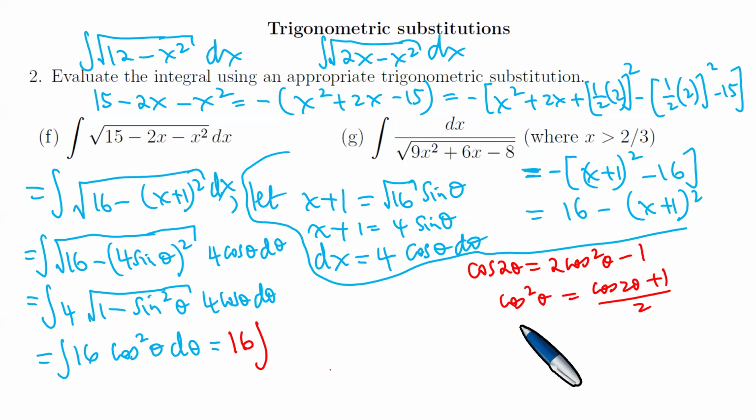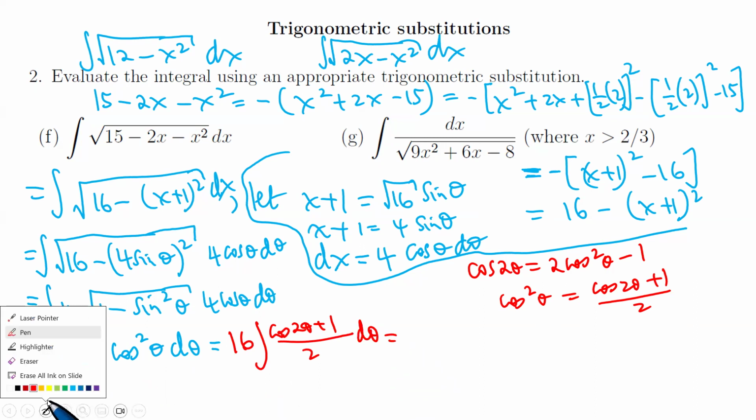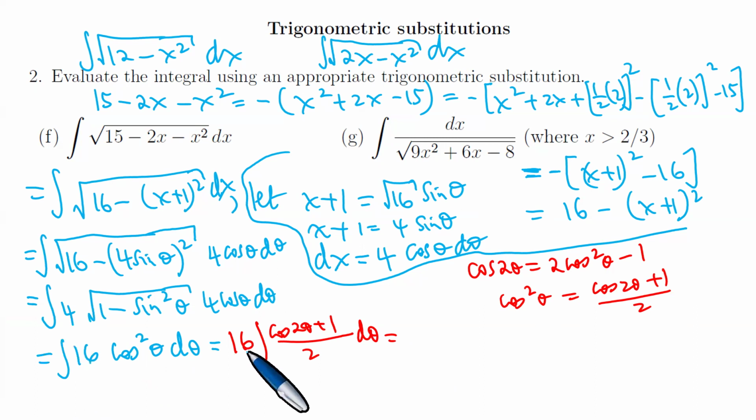And then what is the cosine squared? The cosine squared is actually cosine 2 theta plus 1, which you divide by what? By 2 d theta. Let us find the integral of this. What is the integral of this? Now, first, to find the integral of this, we need to have 16 divided by 2, which gives us 8. The integral of cosine 2 theta plus 1 d theta, which is 8.